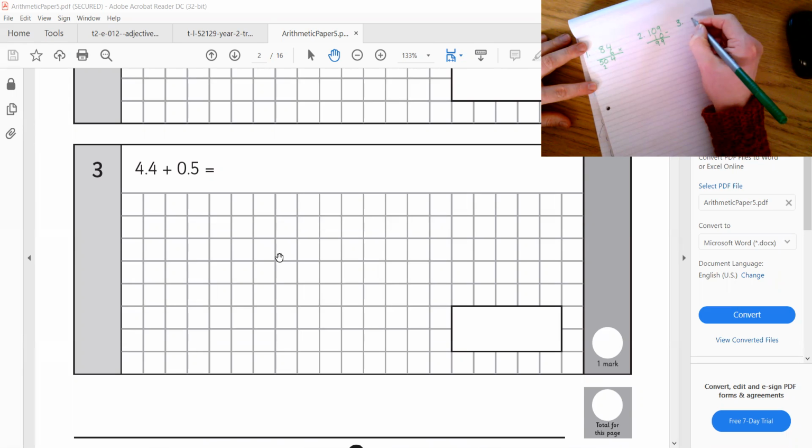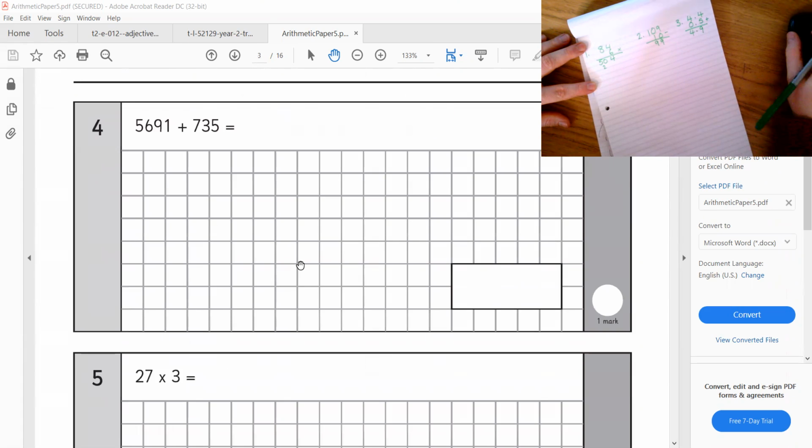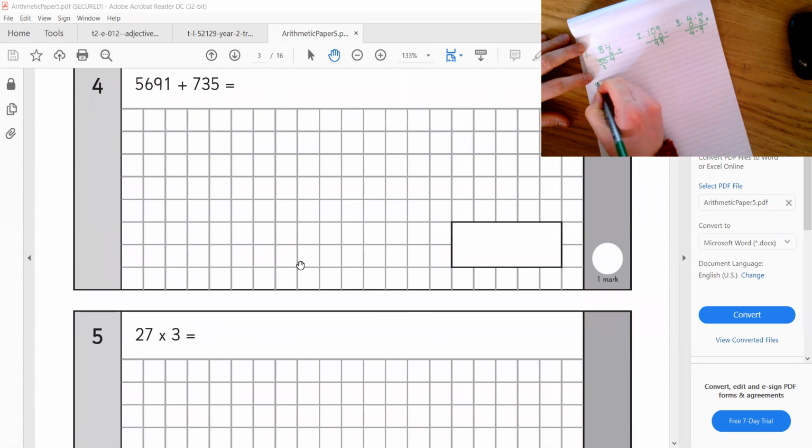We've then got the same as usual when it comes to just lining everything up, making sure that the decimal point is in place. 0.5 there, adding them together, and the decimal point in there as well. 5 add 4 then is 9 tenths, and then 4 add nothing is 4, 1, so it should be 4.9. Question number 4. Here we go.